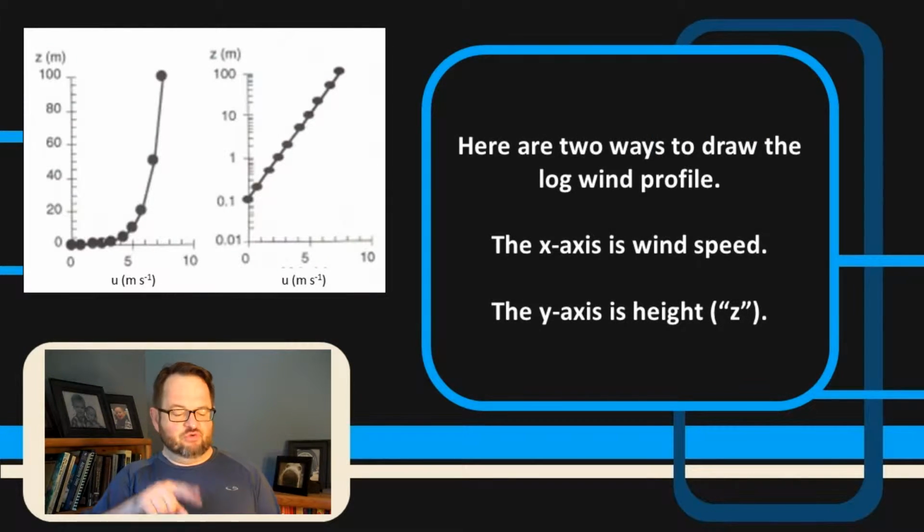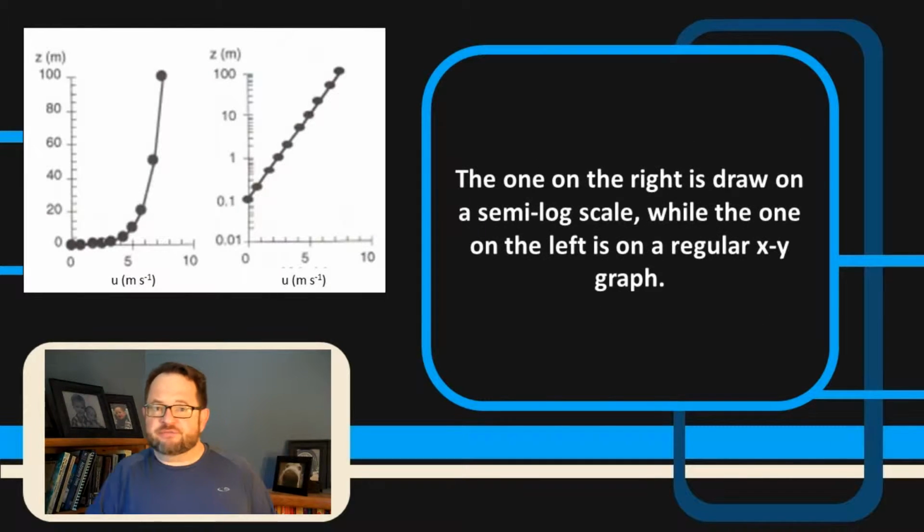Here we just have two graphs showing the log wind profile. They're both showing the same information, just displayed differently. In both of these graphs, the x-axis is wind speed, which we're using the symbol U for. I'm not loving that, but we'll talk about that in just a little bit. And in both of these graphs, the y-axis is the height above the ground, which we use the symbol Z for. The only difference between these two graphs is that the one on the right is drawn on what we call semi-log graph paper, and the one on the left is drawn on just a regular piece of graph paper. See how the one on the right has a logarithmic scale?